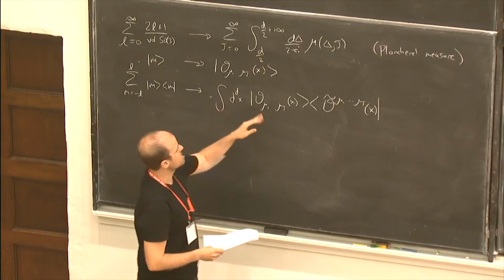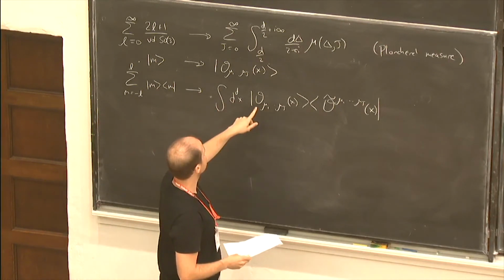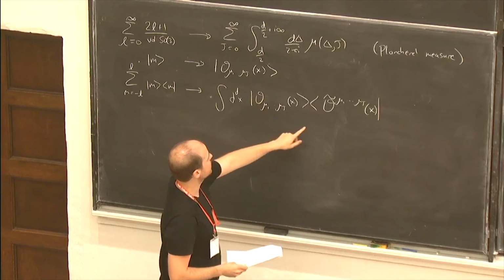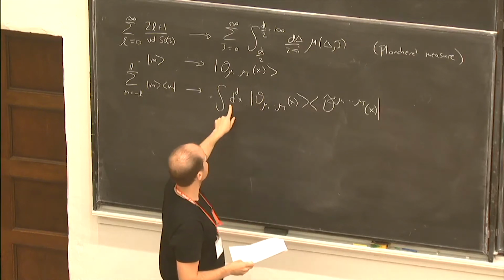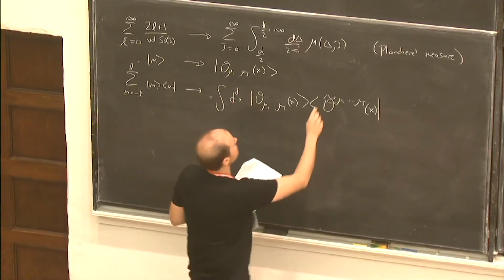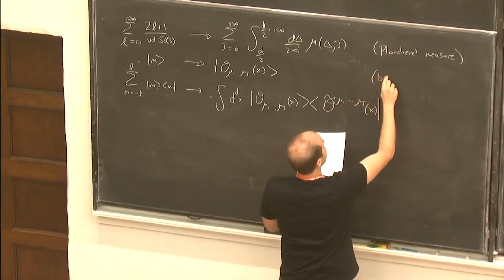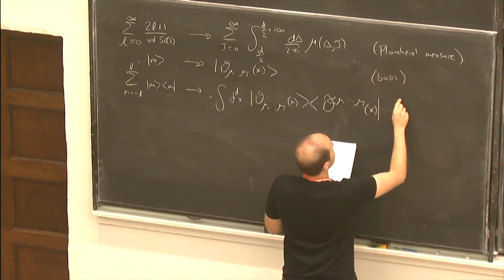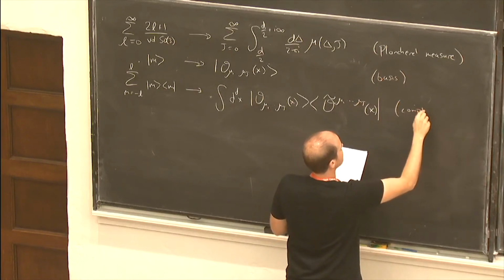And again, this integral is conformally invariant because this thing transforms with dimension delta. This thing has dimension d minus delta, and so the product of that times the measure is conformally invariant. So this is our basis. This is a completeness relation.